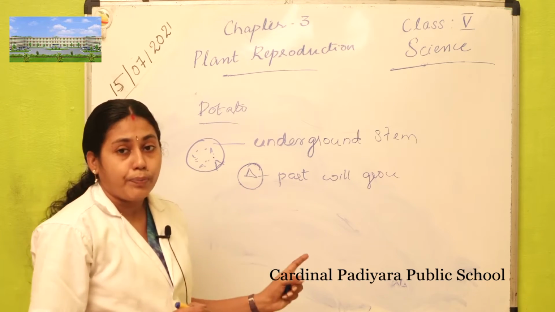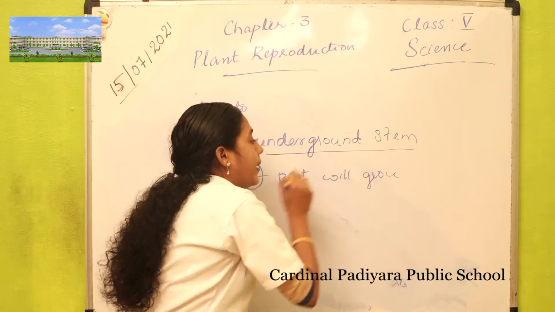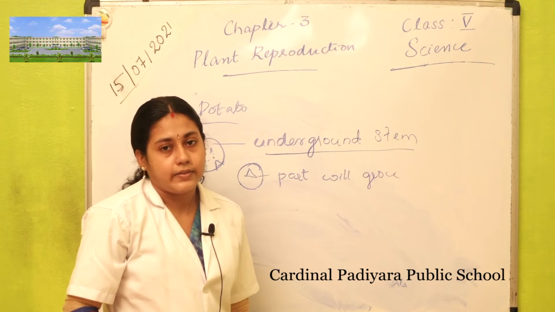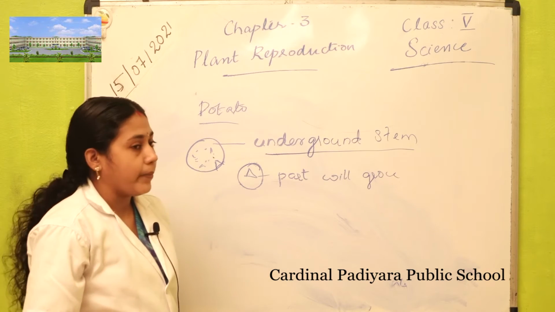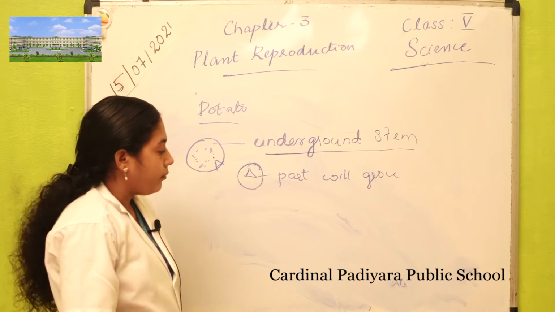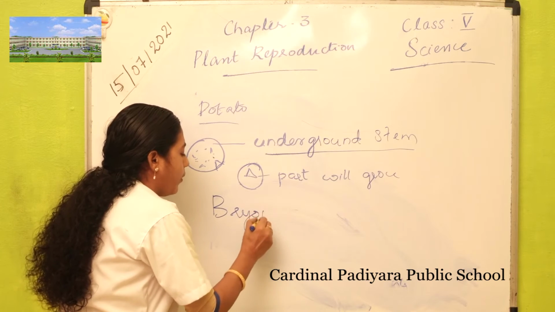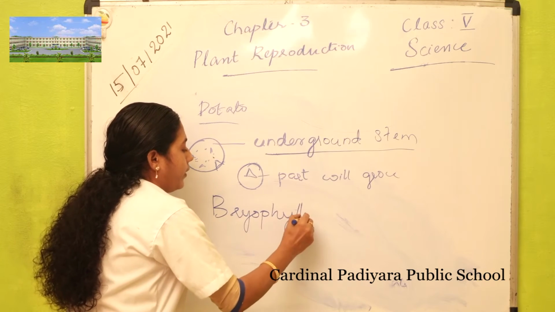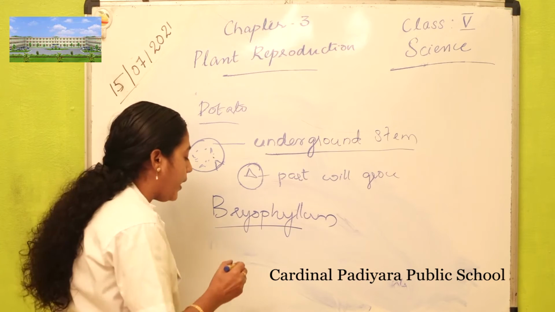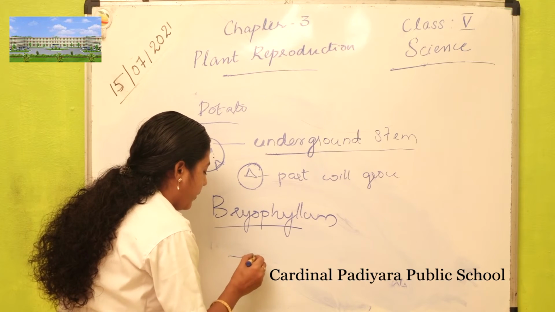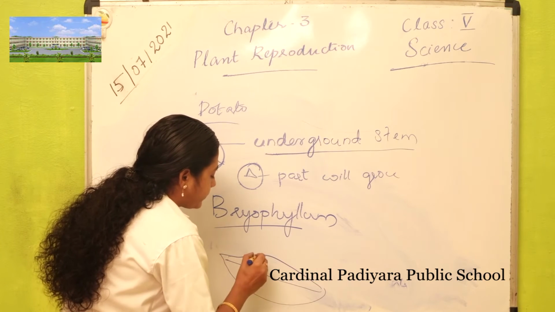So, in the case of potato, it reproduces by which part? Underground stem. Potato reproduces by underground stem. Then another plant called bryophyllum. This plant reproduces by means of leaves. This bryophyllum reproduces by means of leaves.